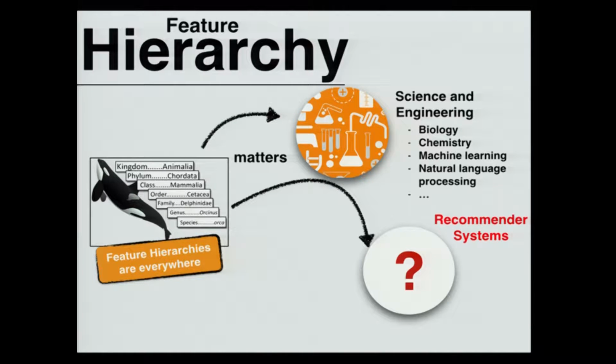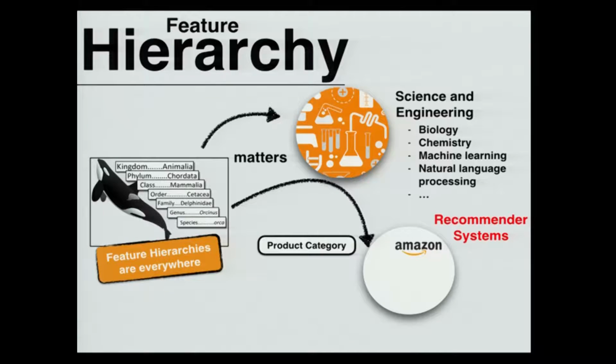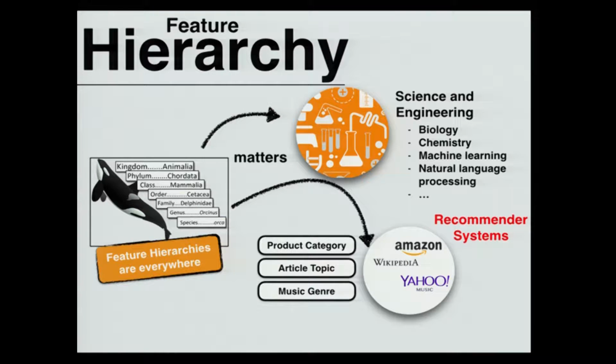There are actually plenty of recommendation applications where feature hierarchies exist. For example, we can have the feature hierarchy of product category in Amazon Web Store. We may have the article topic organized as a hierarchy in Wikipedia. We can also have the music genre hierarchy like in Yahoo Music, and also like the venue category in Foursquare. So despite all of this, the research on fully exploiting feature hierarchies remains an open question. So in this research, we want to tackle how feature hierarchies can be used.